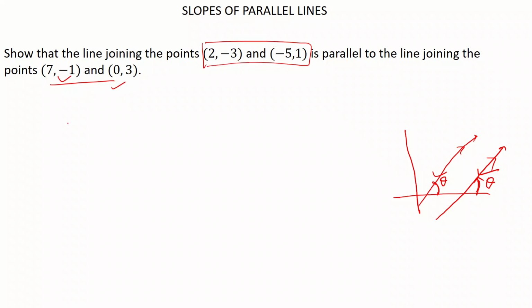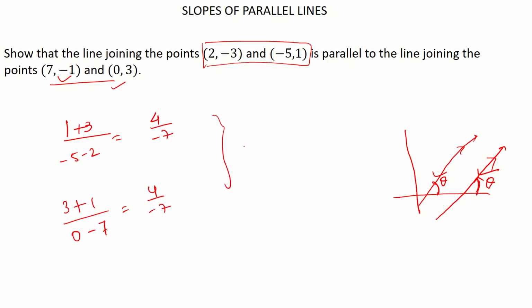So the slope is 1 minus minus 3, which is 1 plus 3, divided by minus 5 minus 2. So this is the slope for the first case. For the second case, the slope is 3 minus minus 1, which is 3 plus 1, divided by 0 minus 7. So this slope is actually equal to 4 by minus 7, and this slope is also equal to 4 by minus 7. Since the slopes of these two lines are equal, hence we can conclude that these two lines are parallel, because it's only for the parallel lines that we can have equal slopes.